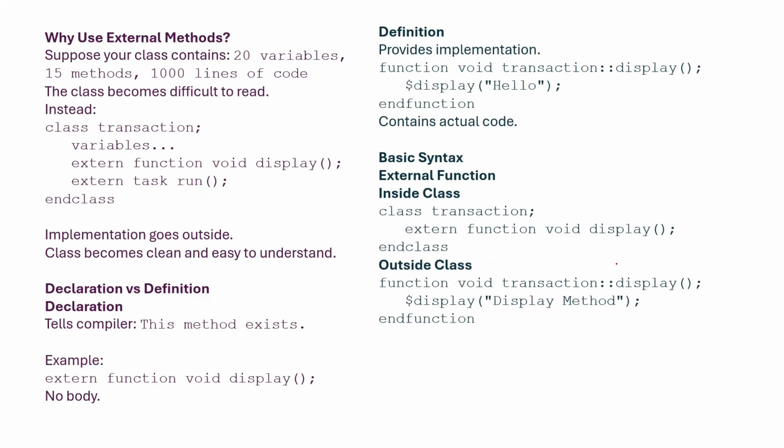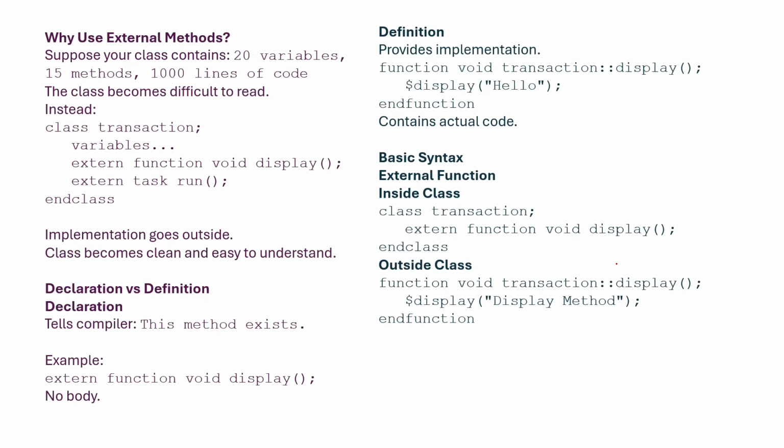So why use extern methods? I told you just now: 20 variables, 50 methods, 1,000 lines of code. 20 methods with 3 lines each, 3 into 20, is 60 lines. Then your class, where you are driving the signals, only starts after 60 lines. I don't want to implement all the methods in my driver class or my main class. I just want to declare the methods, implement them outside the class, and call them inside my class.